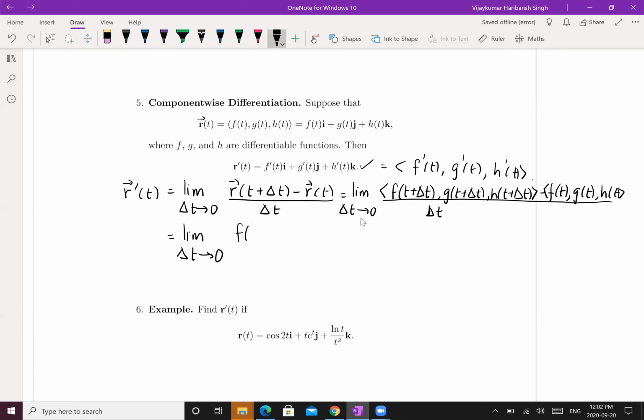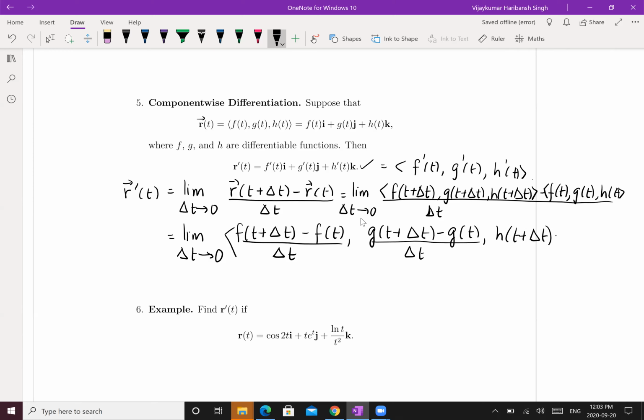So we have f of t plus delta t minus f of t. This is the first component. The delta t is dividing all the components, so let's give it to the first one as well. This is the first component. The second component is g of t plus delta t minus g of t over delta t, and the third is h of t plus delta t minus h of t over delta t. Now the limit as delta t goes to 0 of this vector, the limit will jump inside.